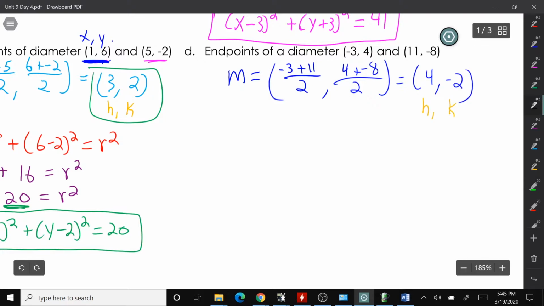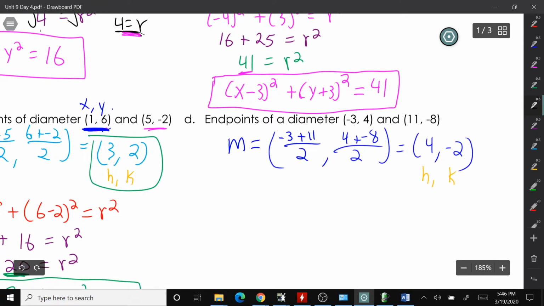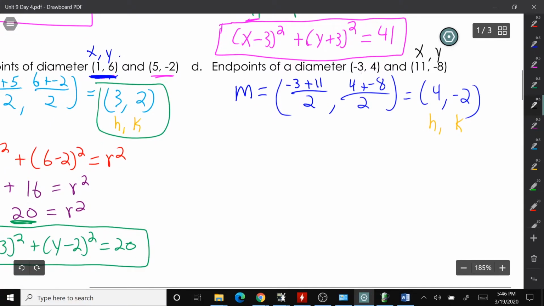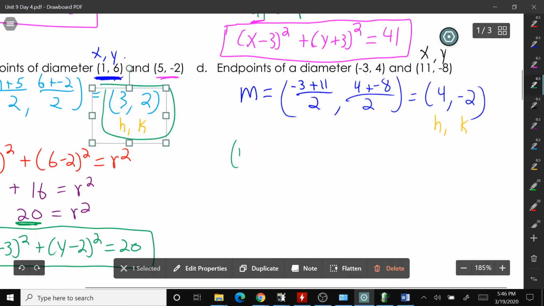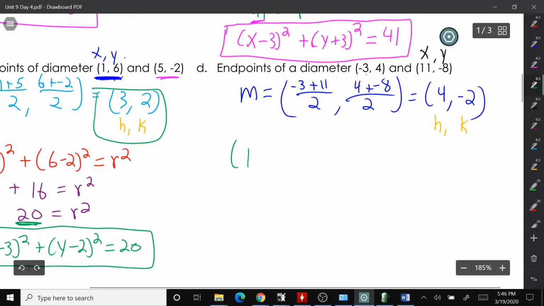Now I look at the points that I was given up here, and they both have a negative value. So I can't use what I did in the other problem and try to avoid using negative numbers. Here we're going to have to. So it doesn't matter which one you use, we'll get the same answer. So then it's going to be x, which is 11, minus 4, which is our h value, squared, plus y, well, y is negative 8, minus our k, minus negative 2, squared, equals r squared.